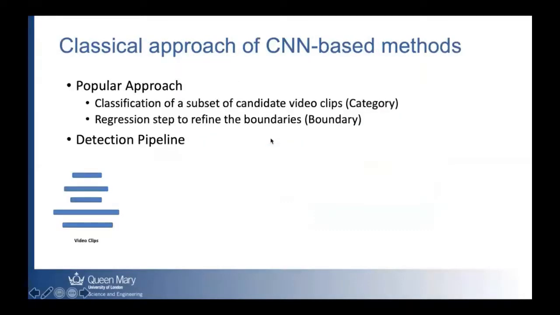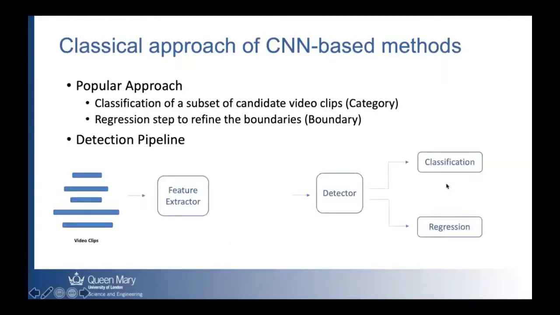The classical approach of CNN-based methods is to prepare a set of video clips and then feed them to a detector to do classification to decide the action category and regression to refine the boundaries.